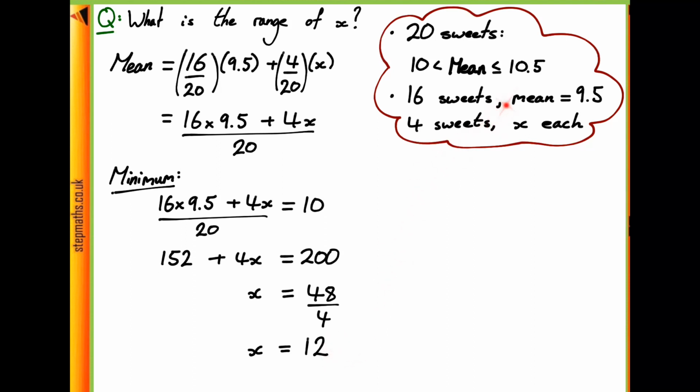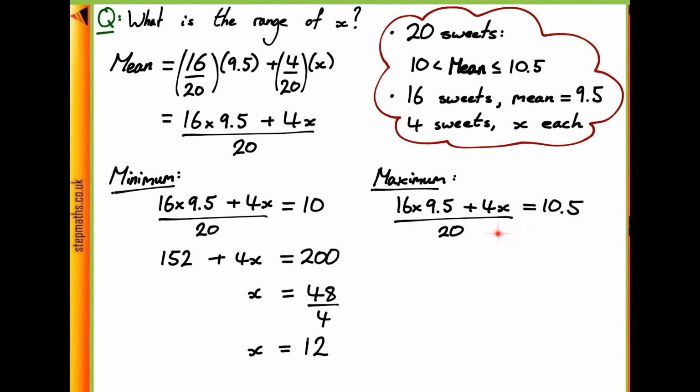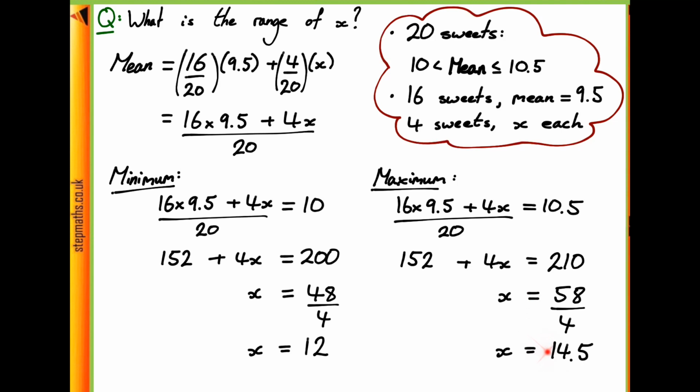What about though for our maximum case? So here the mean could be as great as 10.5. So if we set our mean to be equal to 10.5 grams, then we can do the same thing and just rearrange in a very similar fashion, multiplying by 20 and taking away our 152 before finally dividing by 4 to give us a maximum x value of 14.5 grams. So in this case, if the sweets were all 14.5 grams each, then our mean would be exactly equal to 10.5. And similarly, if our masses were all 12 grams, then our mean would be exactly 10 grams.